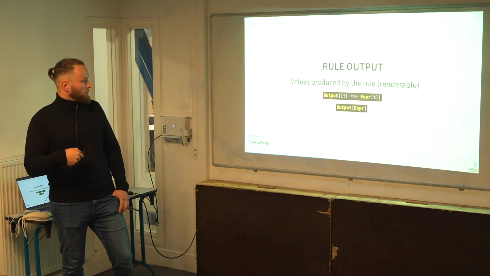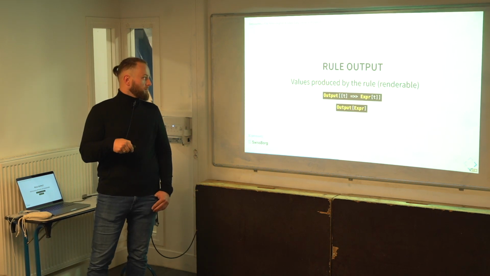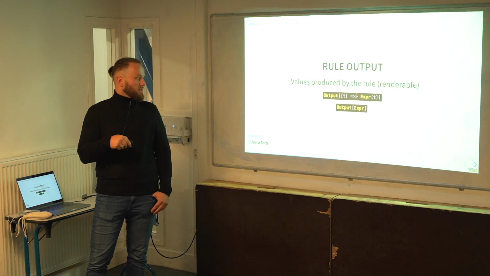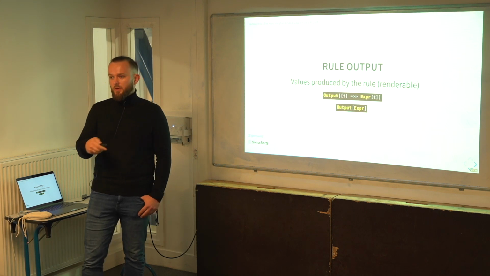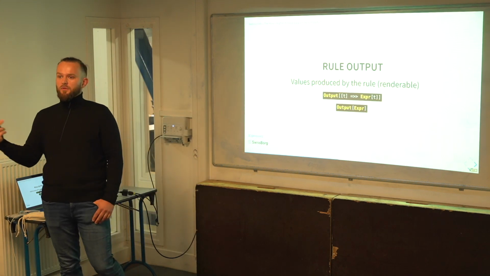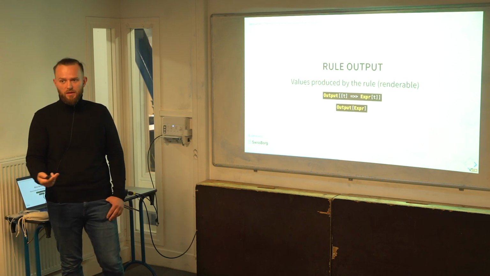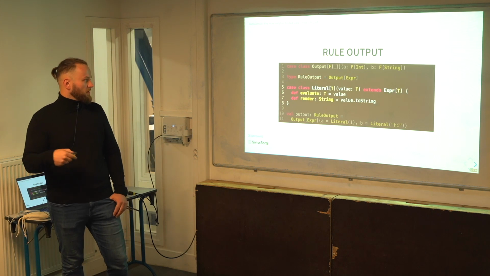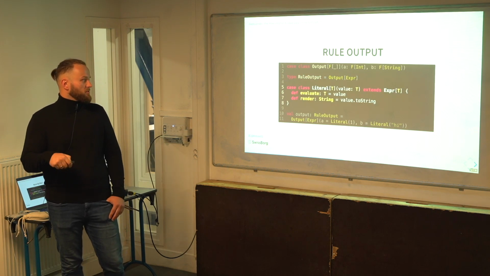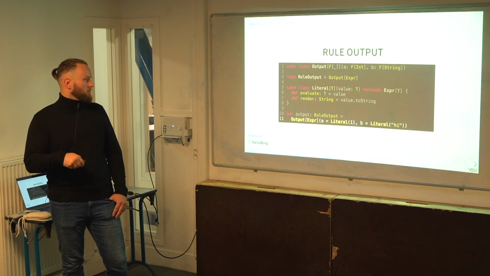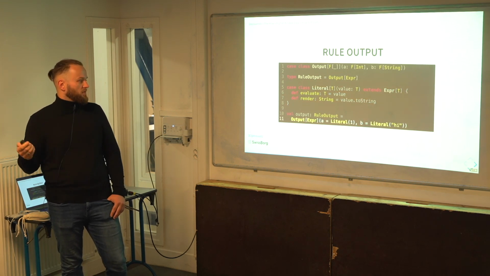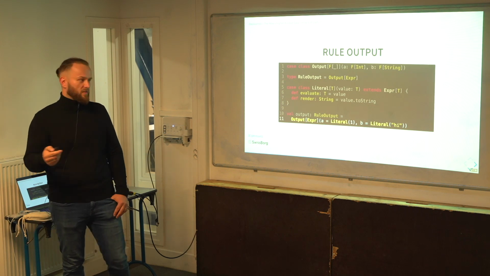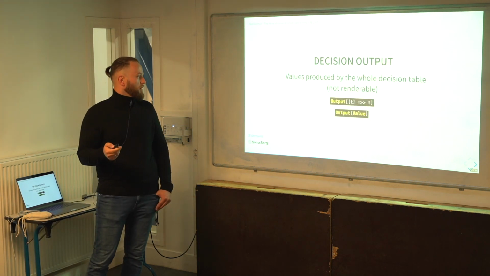Another thing, rule output. The rule output is an output case class filled with expressions of type t, because we want to produce those values, but we also want to visualize it later on. So for example, we define a simple expression literal that renders through the toString, and we fill the output with literals in that case. So the same case class is reused again.